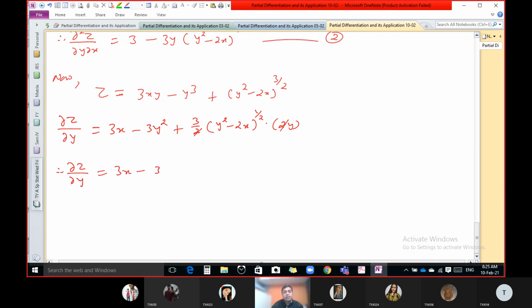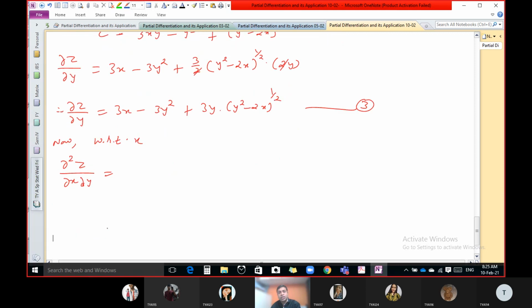3x minus 3y square plus, see this 3 and this y, you can write 3y into y square minus 2x raised to 1 by 2. Let us say equation 3. Now differentiating this with respect to x, we get delta square z upon delta x delta y. Differentiate equation 3 with respect to x.